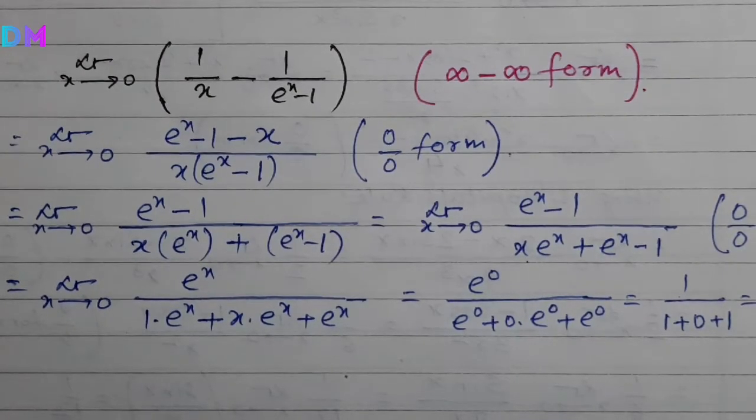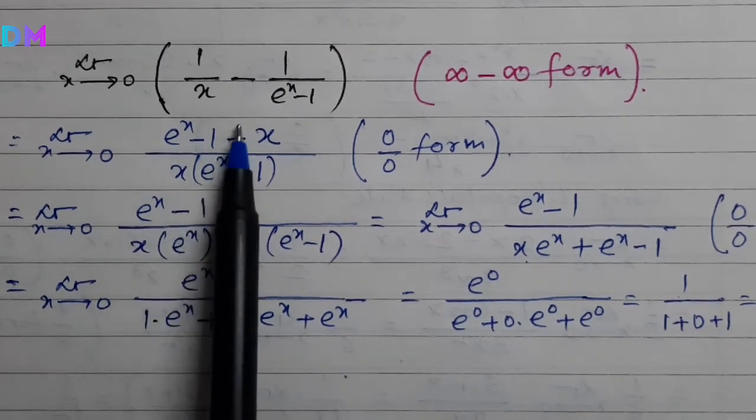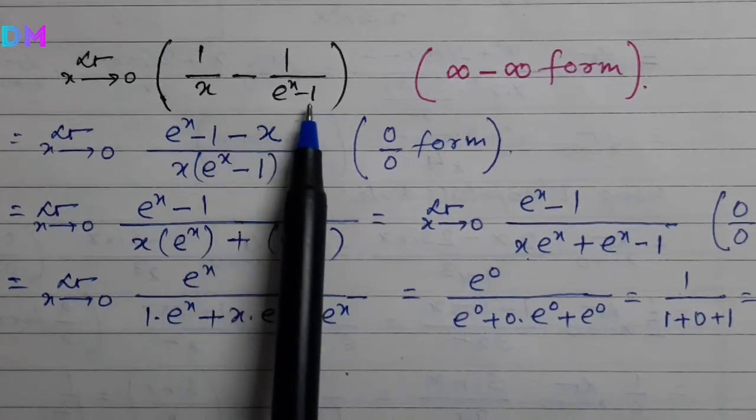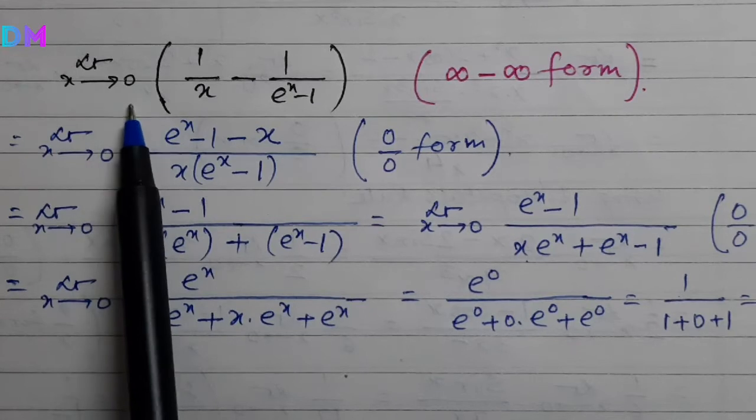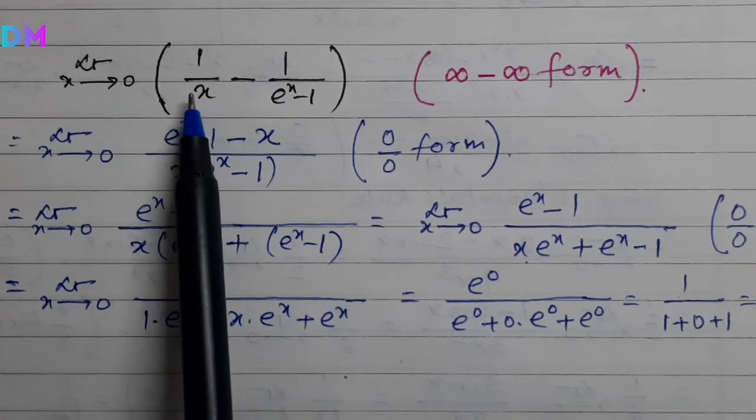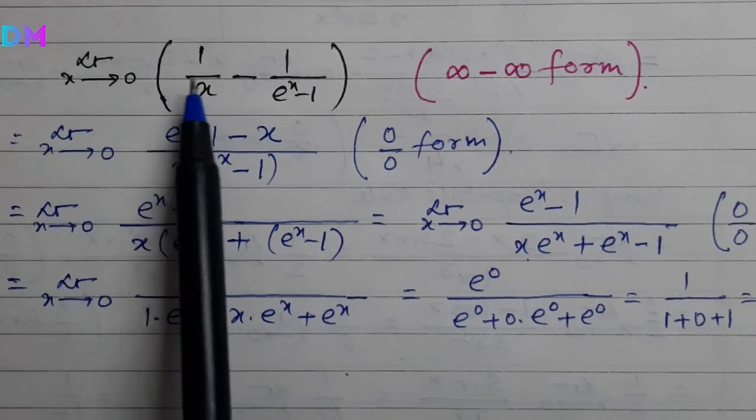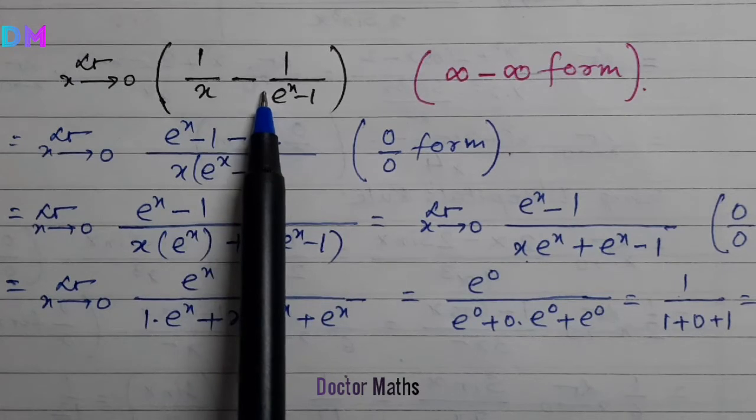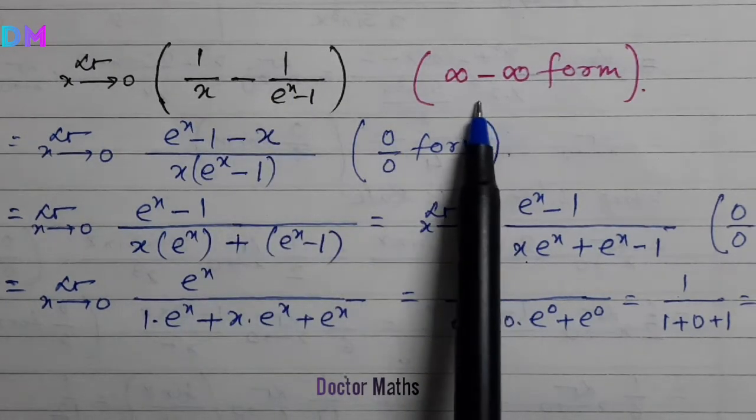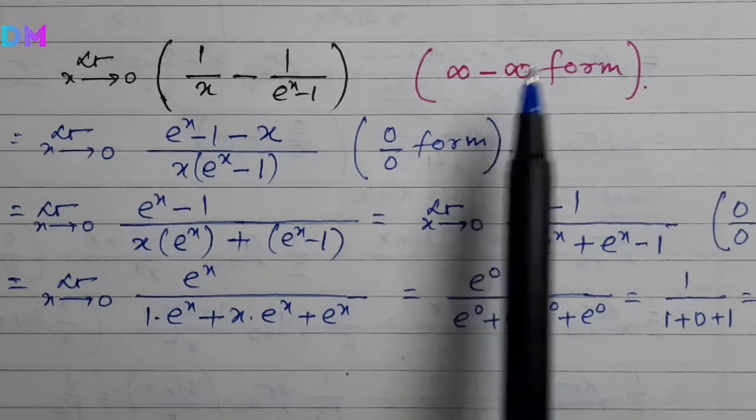Now let us solve this question. Here we have to find out the limit of 1 by x minus 1 by e to the power x minus 1 when x tends to 0. Now if I put x equals to 0, it is coming 1 by x. Since x is tending towards 0, 1 by x will tend towards infinity. Similarly, this is also going to infinity. So therefore this is infinity minus infinity form, another form of indeterminate form.